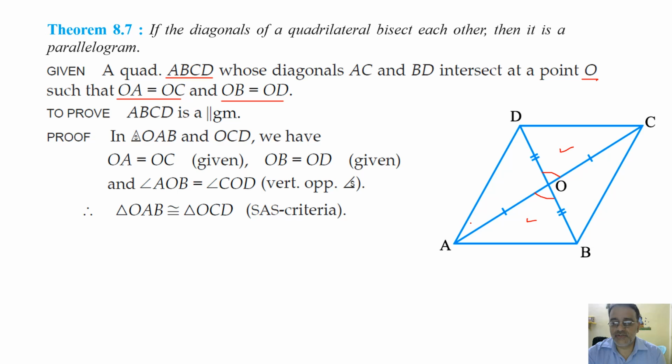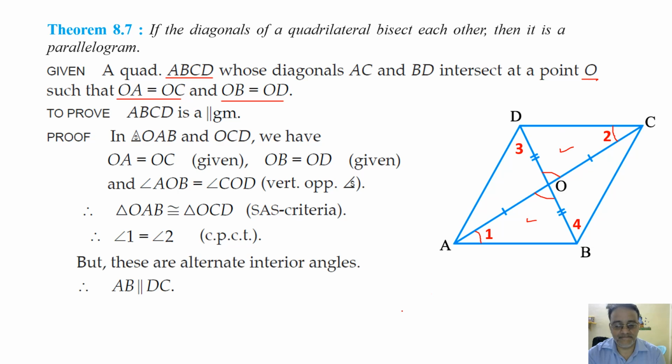Okay, so this angle is equal to this angle. Why? CPCT. Very good. Let's take this as angle 1 and angle 2. Angle 1 is equal to angle 2 by CPCT, but these are alternate interior angles. So AB is parallel to DC. Any doubt here? No, sir.